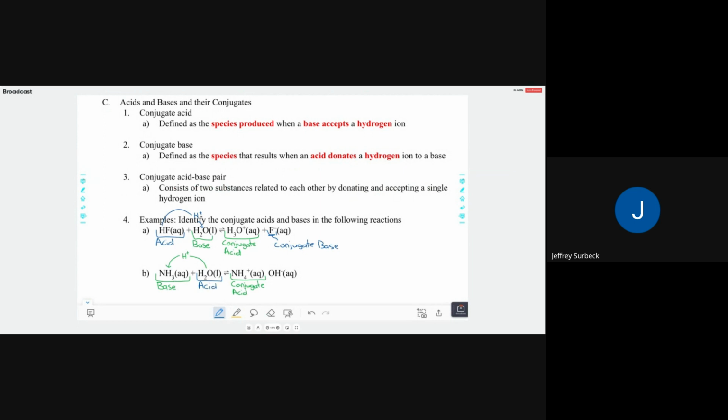If you look over here, something really similar to H2O is OH with a minus. It lost one H. And so this thing right here is our conjugate base. Okay, now there should also be a plus sign in there. But this is how we identify our conjugate acid-base pairs, okay?